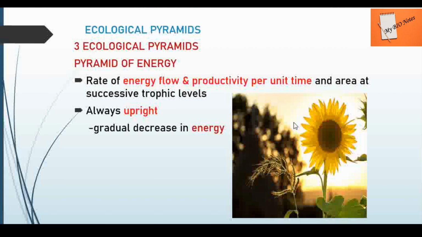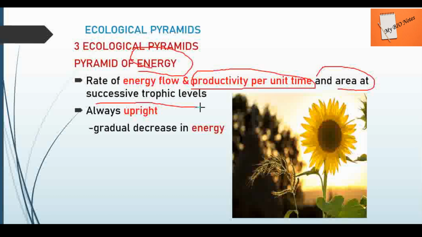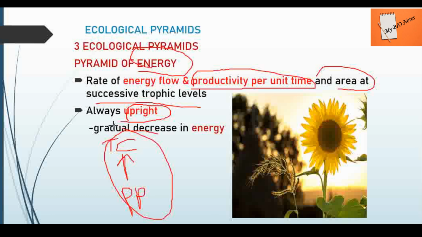Next, moving on to our next slide, coming to the last pyramid, the pyramid of energy. So here energy comes into play. The rate of energy flow and productivity per unit time and area at successive trophic levels, that you show in a pyramid of energy, and it is always upright in position. Because there is a gradual decrease in energy from the primary producer to the tertiary consumer, there will be a gradual decrease of energy.